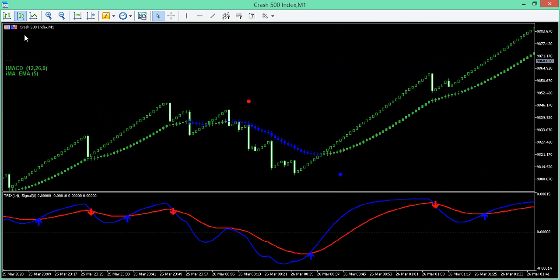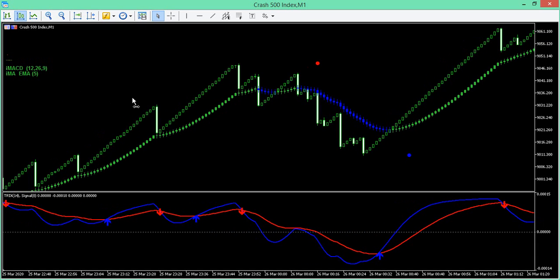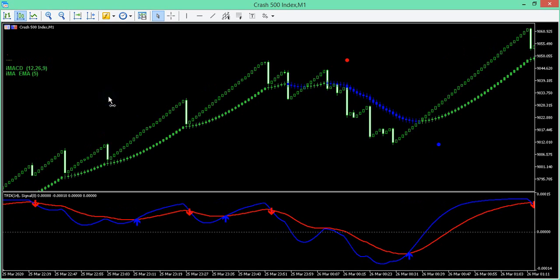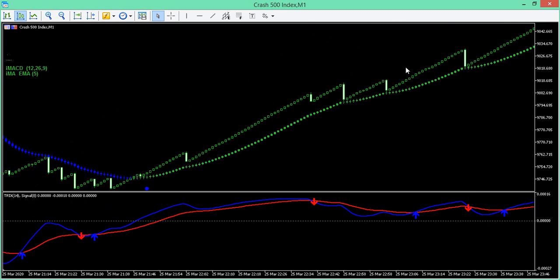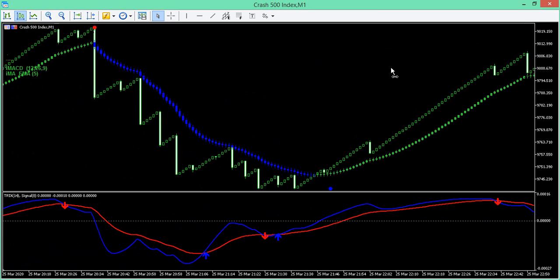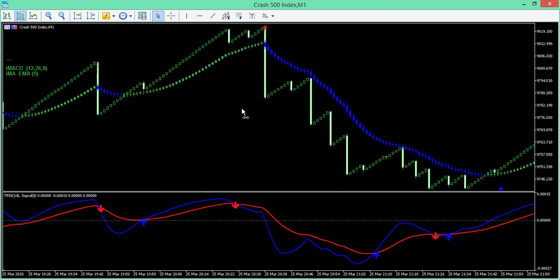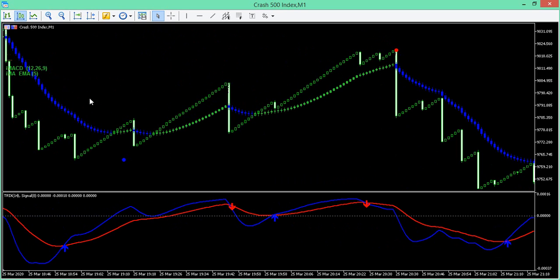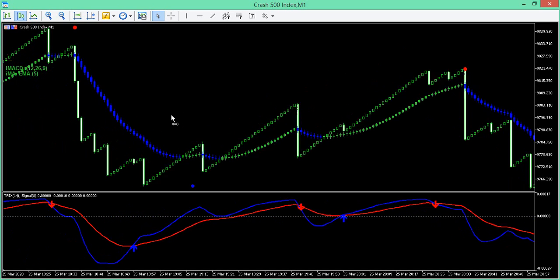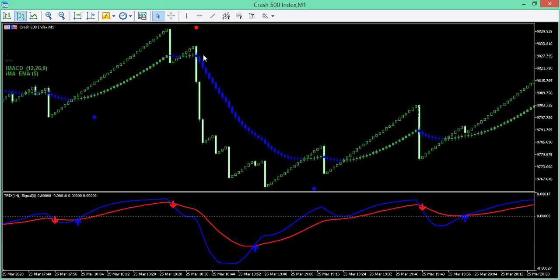So this is Crash 500 and this is the 1 minute time frame. Let's go ahead and check how we can use it to trade efficiently. If you're having these ball signals alone, this is Crash, so we trade it on the uptrend. You wait for the blue to come out. Once the blue comes out, then you enter the market and stay for 3 minutes, 4 minutes, 5 minutes before you leave. You just wait for the blue to come out, then you scalp all the way up for a maximum of 5 minutes, then you leave it.